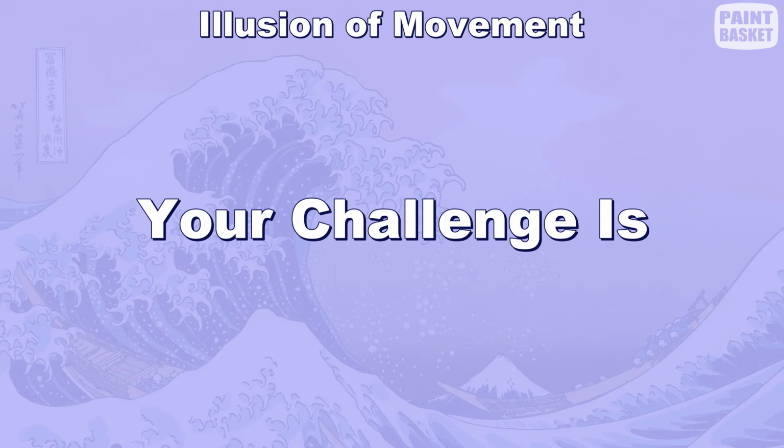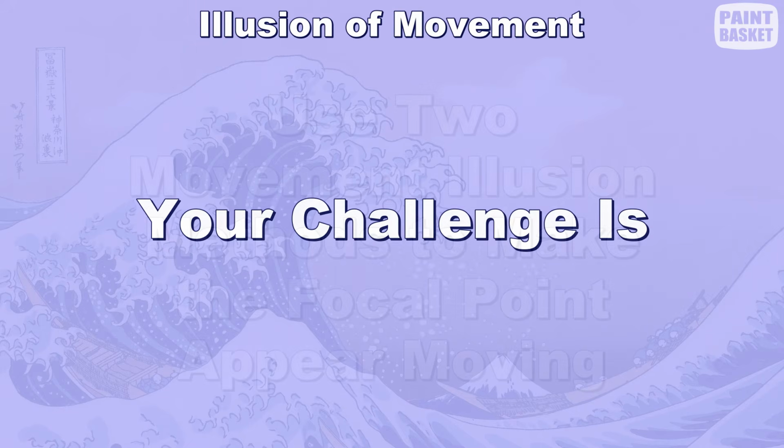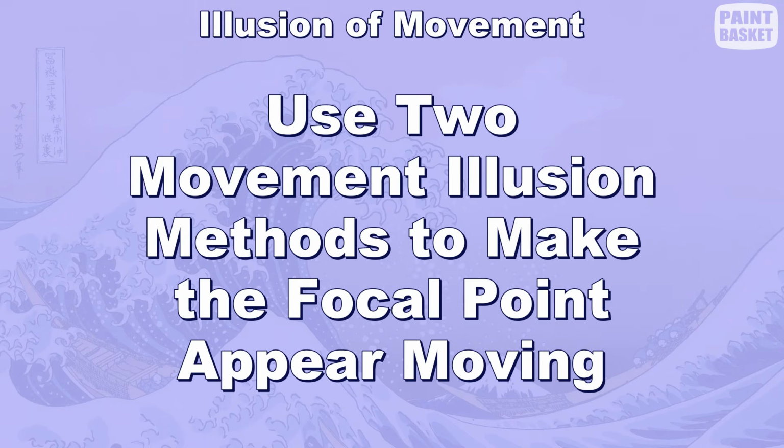Now for this lesson's challenge. Your challenge is to use 2 of the illusion methods to create an artwork which makes the viewer feel like the focal point of the artwork is moving. You'll get bonus points if you come up with something creative and outside the box for the focal point.